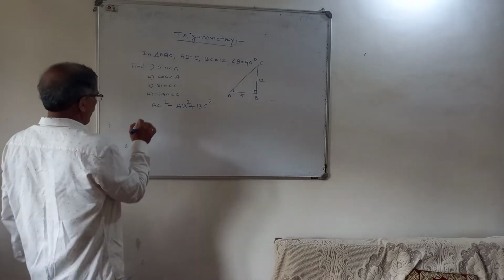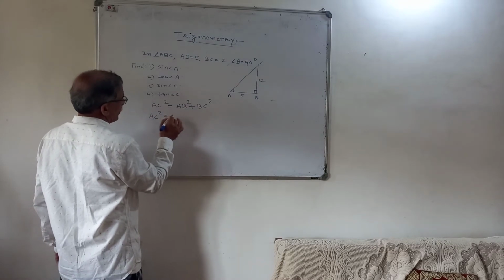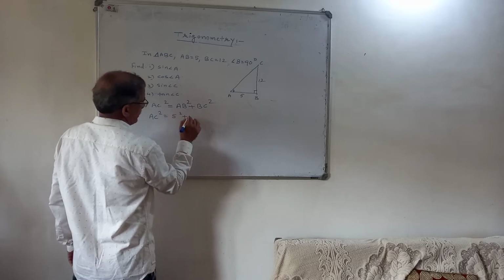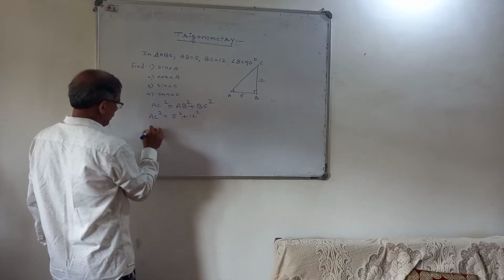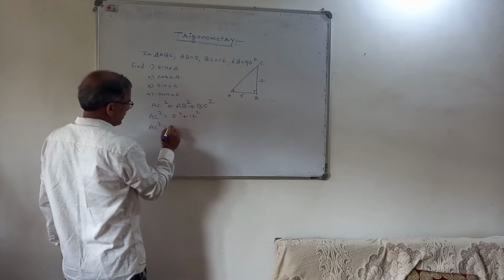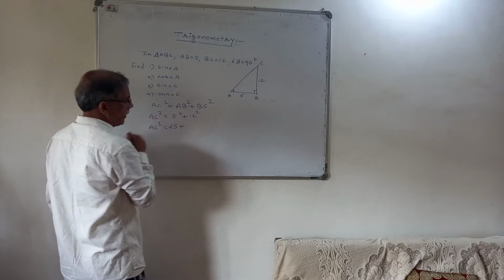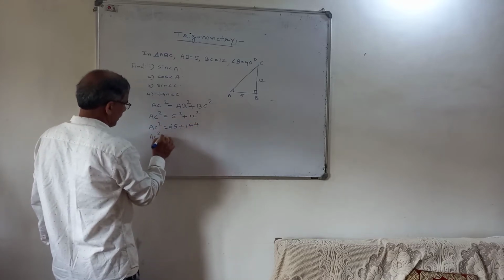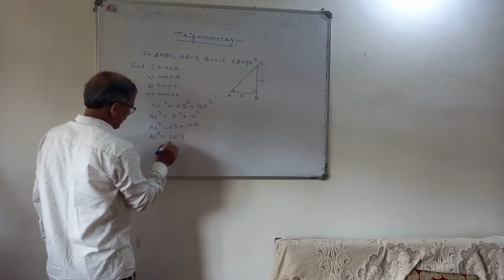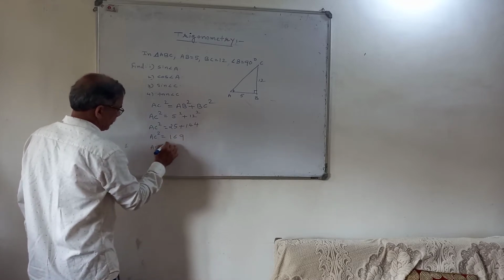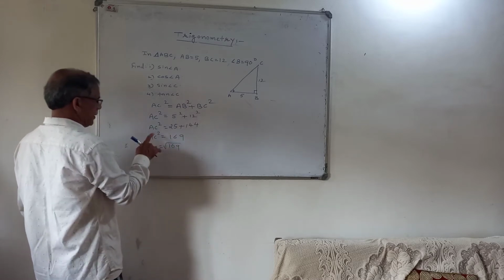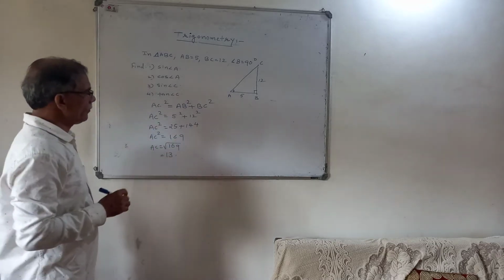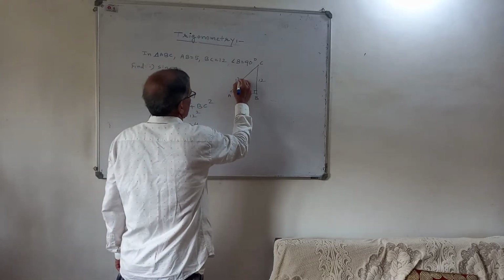Now you substitute. So AC square is equal to AB square. What is AB? 5 square plus BC square means 12 square. So AC square is equal to, what is 5 square? 25. You should know the squares. Plus 12 square, 144. So AC square is equal to 169 and AC is equal to square root of 169. Remove square, apply square root. So that is how much? 13. So we have obtained this AC as 13 here.